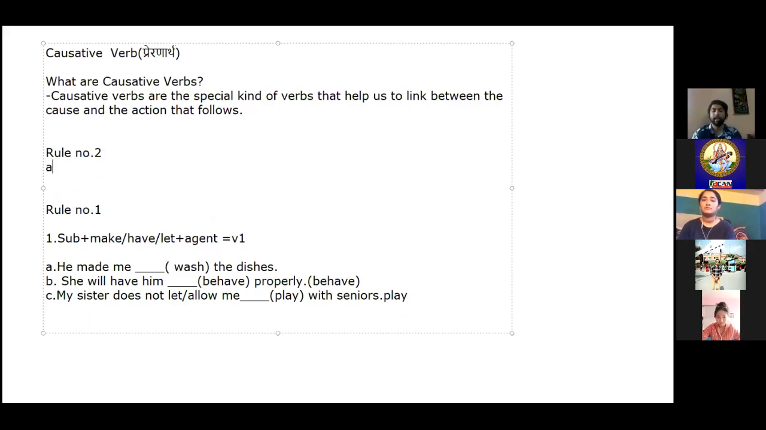So rule number two is, there are two rules for rule number two, and those rules are just matching. So let's write both of them, right? So the first one is subject plus... Which causative verb is missing? What is that? Get, very good. So I have the get rule, right? Subject plus get plus agent. The rule is slightly different. Make plus agent plus verb one, have plus agent plus verb one, let plus agent plus verb one. But in this case of get, it is to plus verb one, not just verb one.